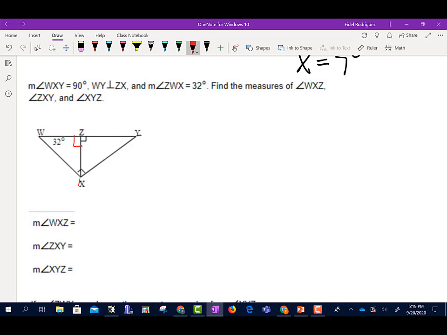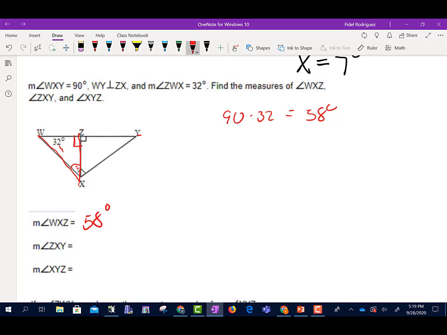First thing we want to find, what's the measure of WXZ? So WXZ, we're looking for this angle right here. Okay, so if I already know that this piece is 90, that means that these two here have to add up to 90 as well, because the inside of those angles add up to 180. Okay, so I'm going to say, what's 90 minus 32? That's going to give me 58. So that's 58 degrees. Okay.